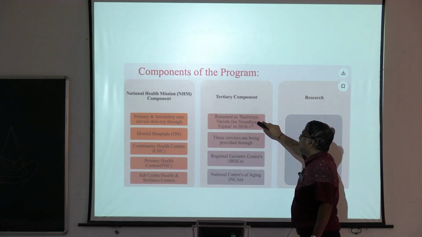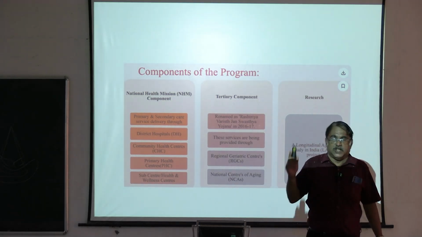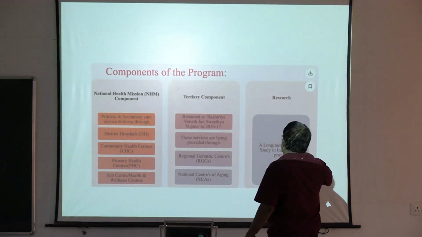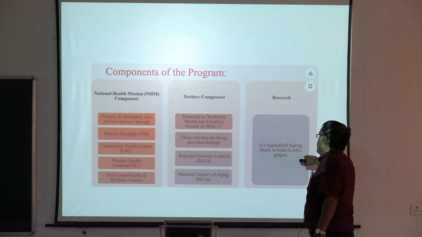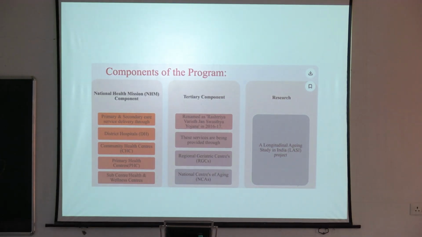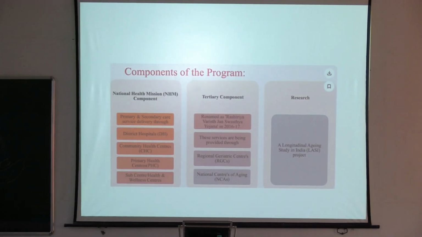In the National Health Mission component, you have primary and secondary care delivered through district hospitals, CHCs, PHCs, and sub-centers or wellness centers. The tertiary component is provided through regional geriatric centers, RGC, and national centers of aging. It's also called Rashtriya Varisht Jan Swasthya Yojana, in 2016-17. These are very recent. They might certainly ask you. And the research component is the Longitudinal Aging Study in India, called the LASI project. Tertiary, specialized care is given through specialized centers.